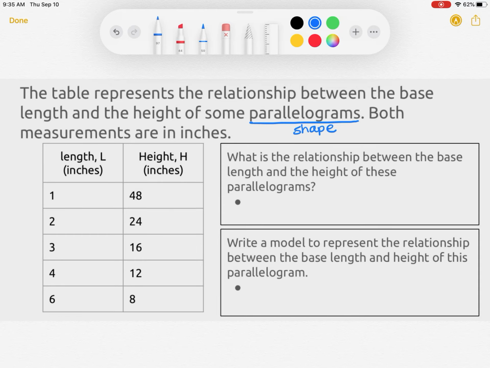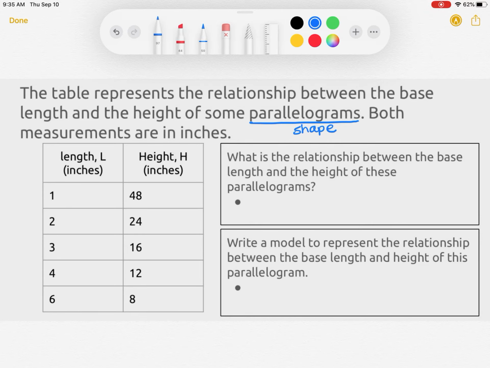parallelograms? So basically, I'm trying to figure out what is the relationship between the numbers on the left side with the numbers on the right side. So I would usually just take at least 30 seconds to a minute to just kind of look at it and think if you see anything right away.